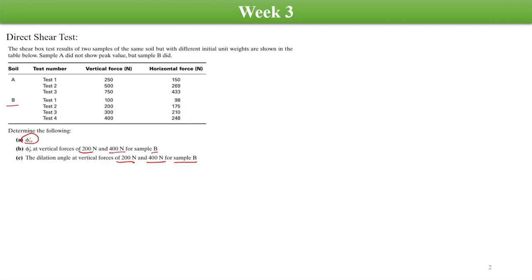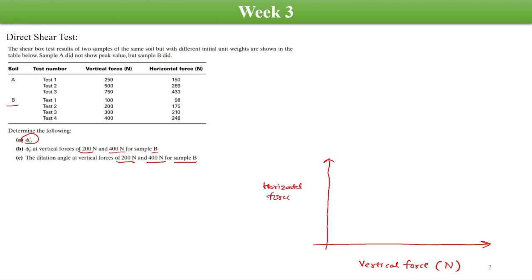If we simply plot the horizontal and vertical force on a graph, we can obtain the phi value from the test results. We'll draw a y-axis and x-axis. In the x-axis, we will plot the vertical force in Newton. In the y-axis, we'll plot the horizontal force in Newton. Let's approximately fix the scale: 200, 400, 600, 800, since the maximum value of the vertical forces goes up to 750, so 800 is fine.